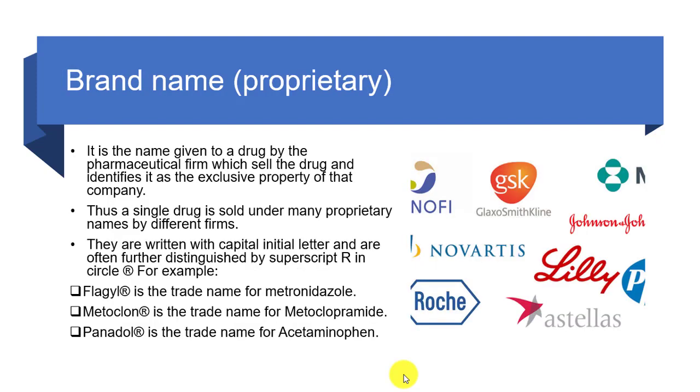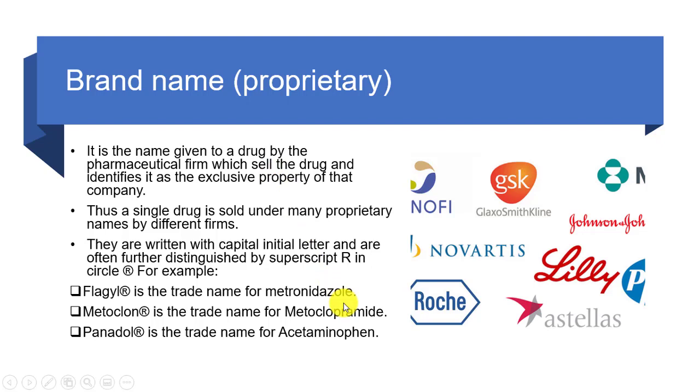So if I talk about the last name that is used to identify a drug, or is part of the drug nomenclature, it is the brand name, and it is also called the proprietary name. It is basically the name given by a particular firm or a particular pharmaceutical company that sells the drug, and it becomes the exclusive property of that company because only they can sell that drug under that particular name. For example, we have Flagyl, which is the trade name for metronidazole.